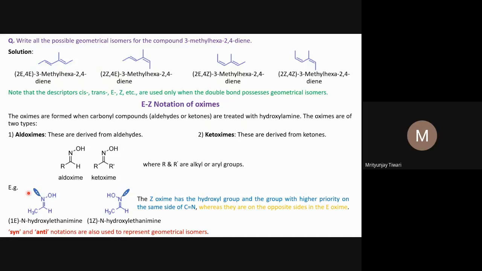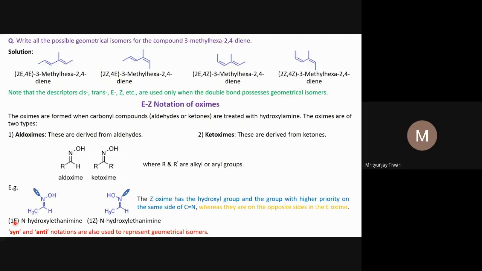You can see here the Z oxime has the hydroxyl group and the group with the higher priority on the same side. The hydroxyl group on the oxime is always considered the group with the higher priority. On this carbon center, the higher priority goes to this one, and the lower priority to this one. The higher priority methyl group is on this side, and the OH is on the other side. They are on opposite sides, so this one is the E isomer.